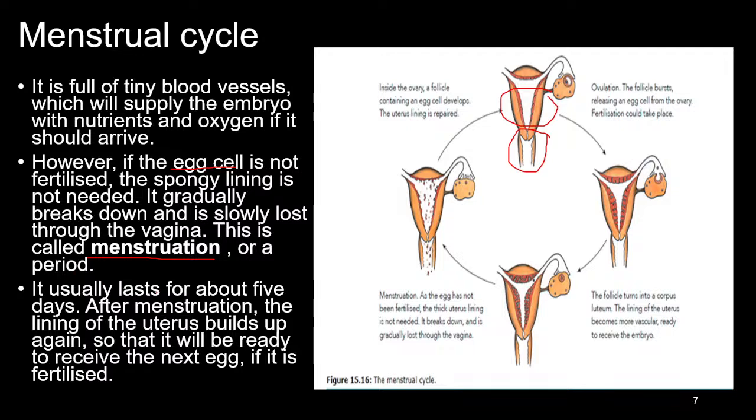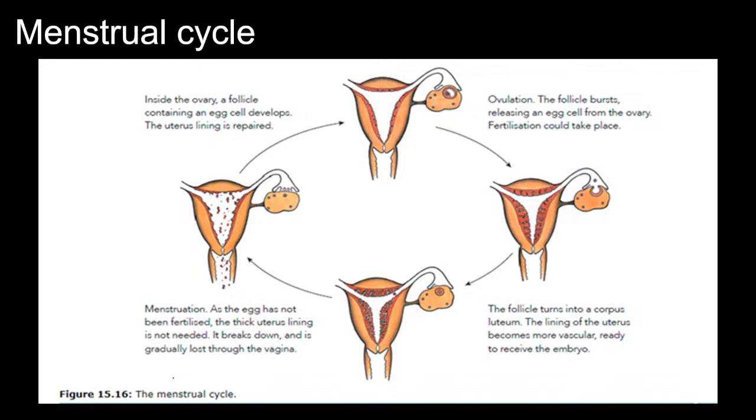It usually lasts for about 5 days. After menstruation, the lining of the uterus builds up again so that it will be ready to receive the next egg if it is fertilized. That's why, so this will probably be like the next month. That's why we said that follicles are released every 1 month usually. So this is it. So let's start from here.